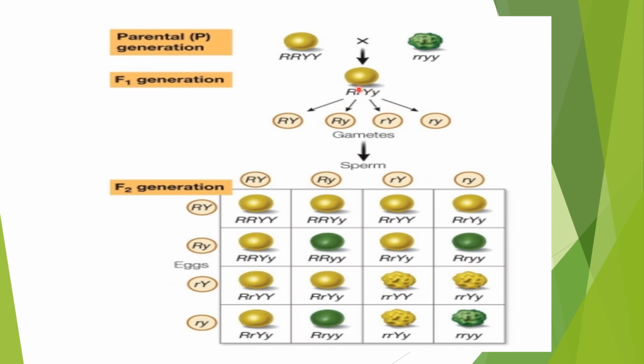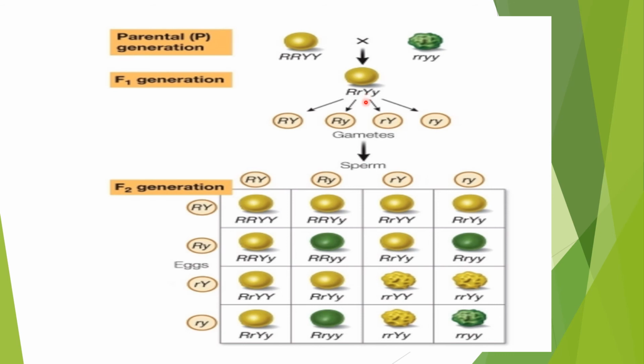Now, that is the genotype of these individuals. If we are asked to write the phenotype of these individuals or of the F1 hybrids, then we write that they are all round and yellow. That means the individuals formed in the next generation produce seeds which are round in shape and yellow in color.